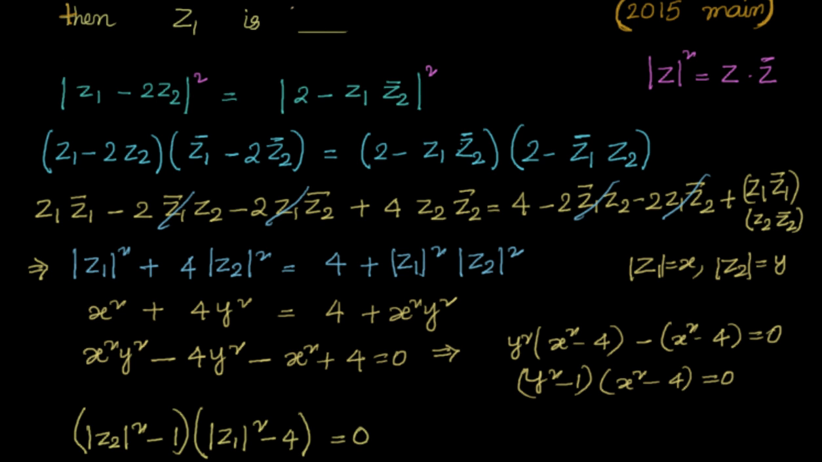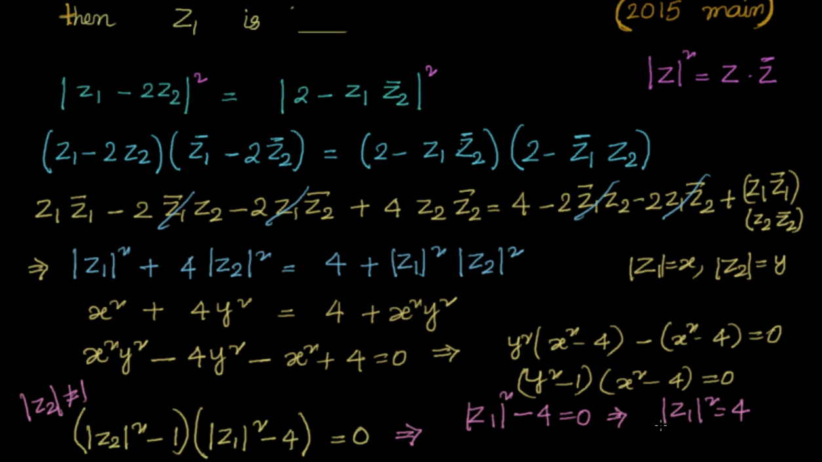But we know that mod z2 is not equal to 1. If mod z2 is not equal to 1, obviously we know that the first term will not be equal to 0. That means the second term is equal to 0. So can I write down, that's nothing but mod z1 whole square minus 4 equal to 0, or mod z1 whole square equal to 4.